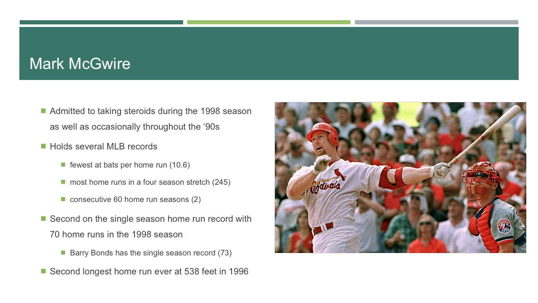Mark McGwire is known as one of the most powerful hitters of all time. He admitted to using steroids during the 1998 season and occasionally throughout the 90s. Mark holds several MLB records, such as the fewest at-bats per home run, where he averaged a home run every 10.6 times that he visited the plate. He has the most home runs in a 4-season stretch, recording 245 during the time, and he's also second to only Barry Bonds in most home runs in a single season. He also hit the second longest home run ever, recorded at 538 feet back in 1996.